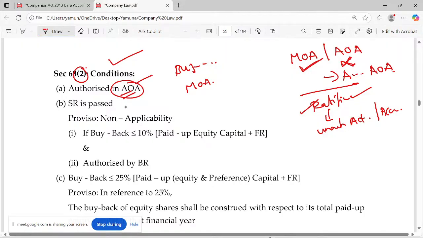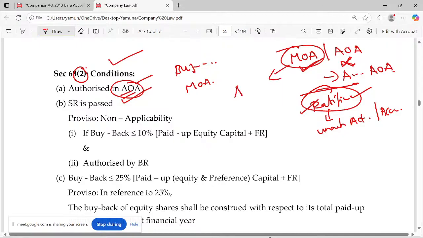So what you have to do here is authorize it in the articles of association, then only can you do it, because it's already not there in the MOA. So directly you cannot go for ratification. Please try to understand. If it is not there in the AOA, you have to amend, then only can you proceed. But if something is there in the MOA and not in the AOA, you can ratify.